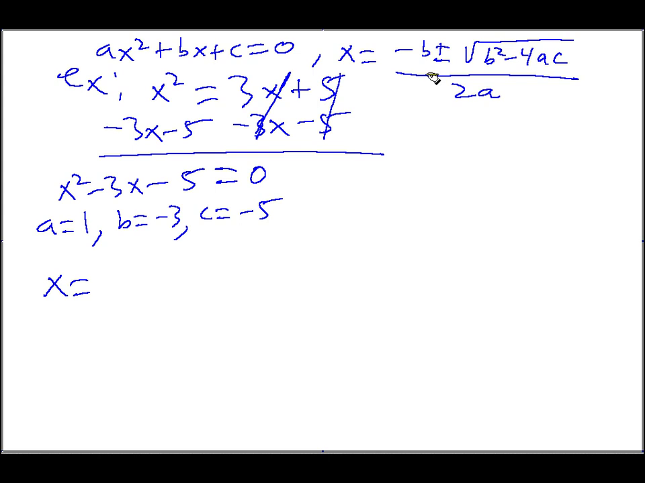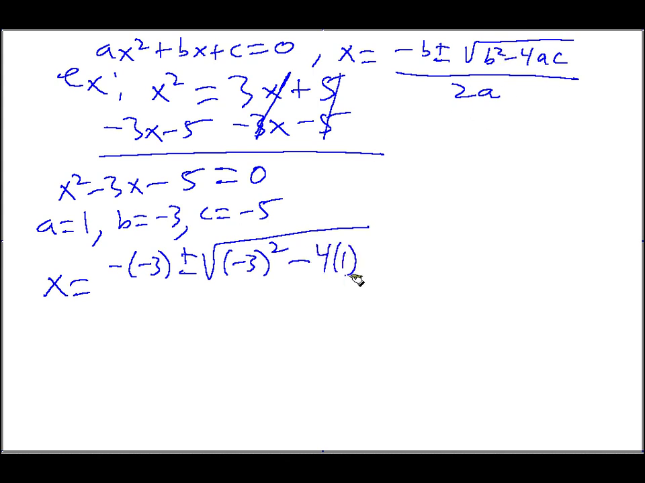Again, you want to write the formula down for each problem. Okay? So I get negative b, so negative 3. So that's the opposite of negative 3 there, opposite of b, plus or minus the big square root here. B squared, so negative 3 squared, minus 4ac, so minus 4 times 1 for a, c is negative 5 times negative 5, all over 2 times 1, which is 2a.